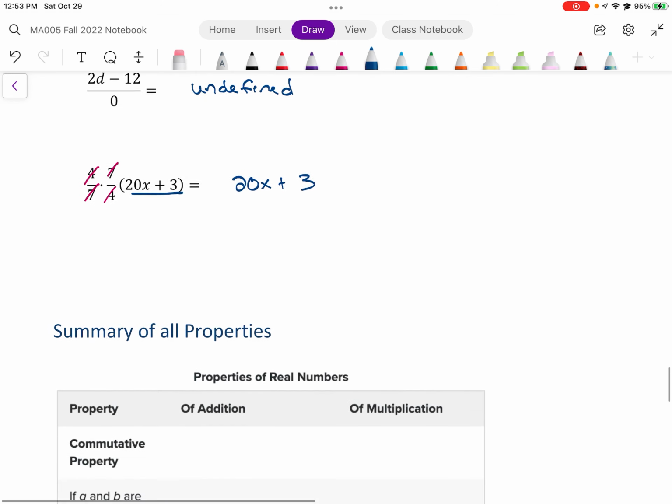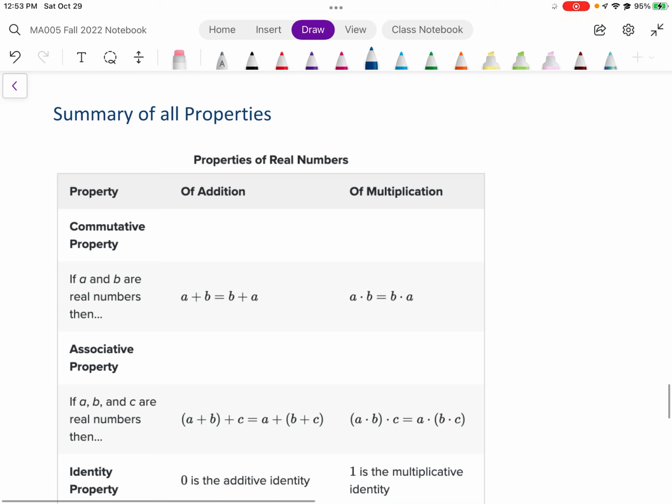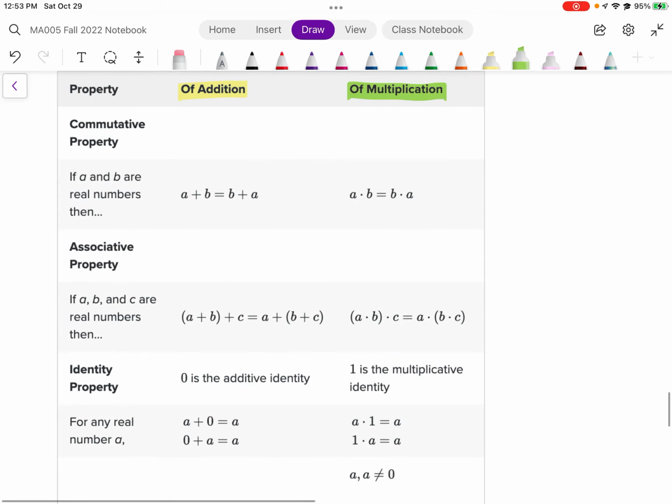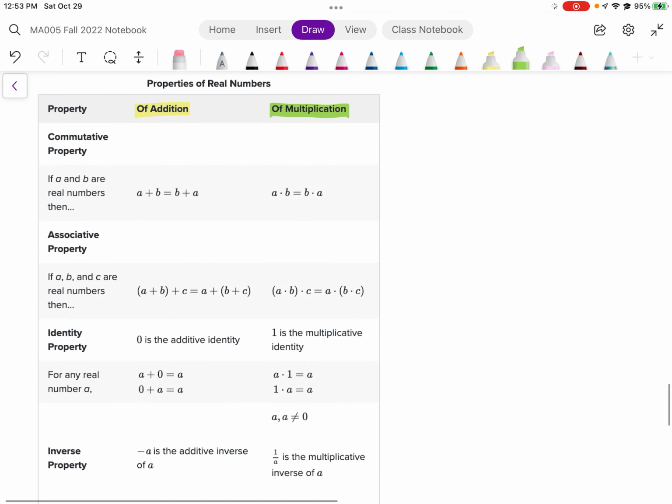All right, so this is a summary of all the properties. The commutative property of, and we've got addition on the left and multiplication on the right. Each of these properties is listed in its particular column. Okay, so this is from our book. So you can pause the video here and make sure these are all together in your notes.